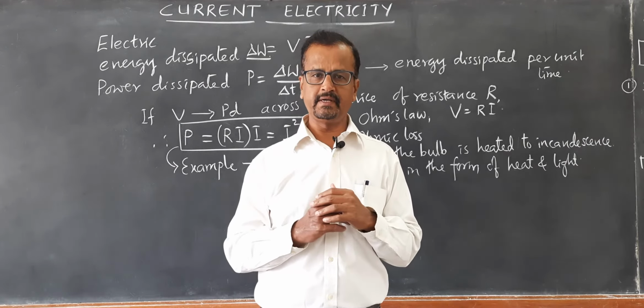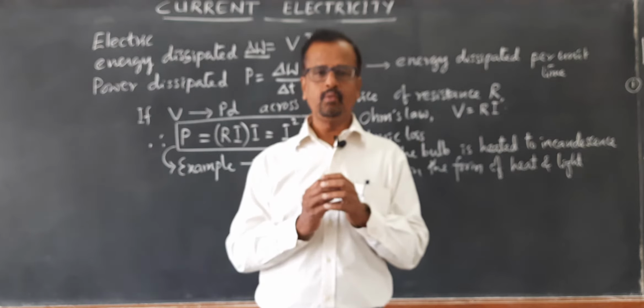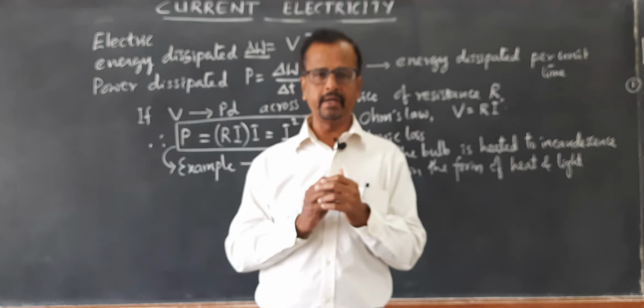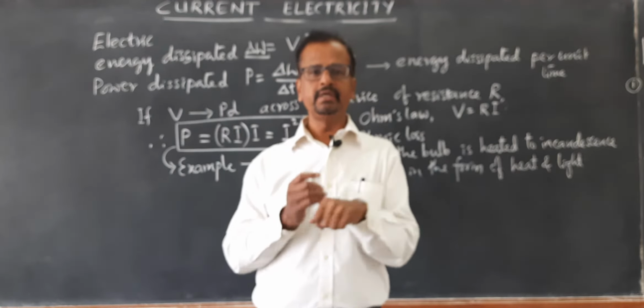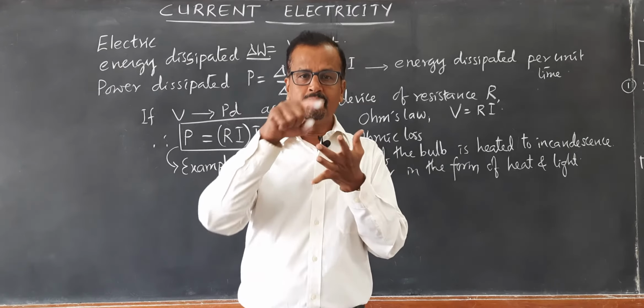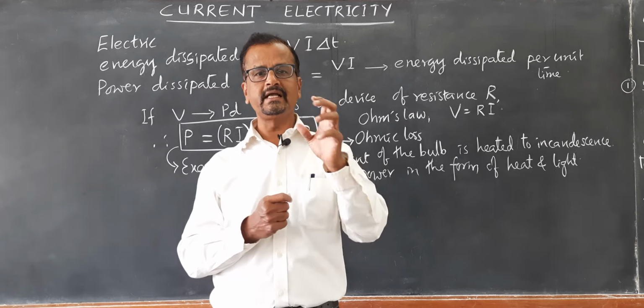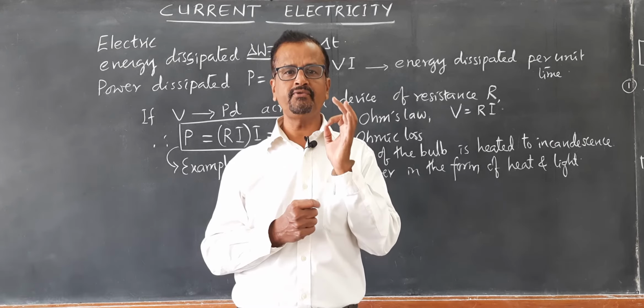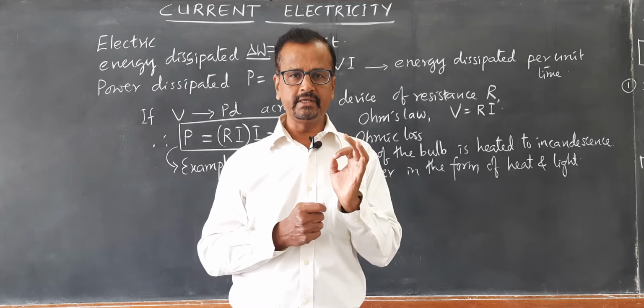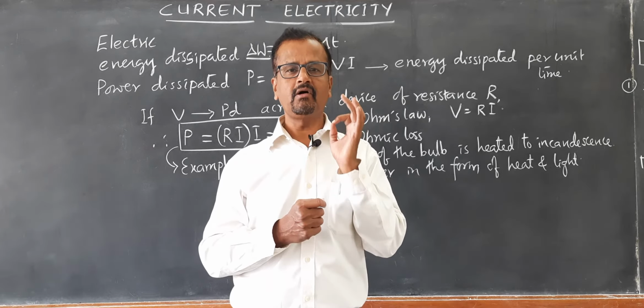In this topic we are mainly learning about DC sources, what we use in our laboratory, in our wristwatch, in our mobile. They are called cells. Cells are the sources of voltage or sources of power.